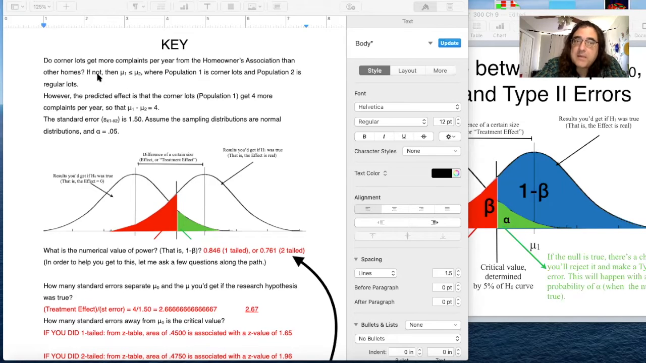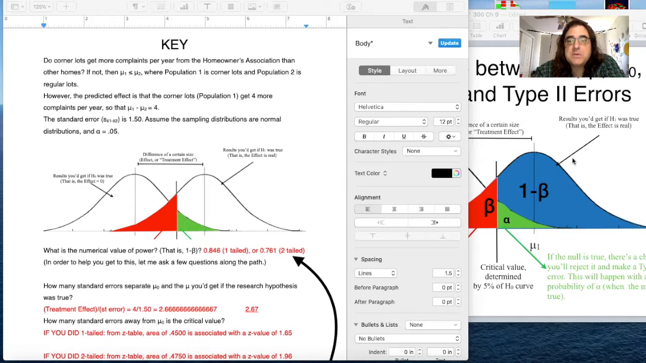Now to the null hypothesis. If the corner lots and the regular lots get the same number of complaints, then the null hypothesis is true, but also covering every possibility in favor of non-corner lots having more is covered under the null hypothesis. So that's where we get our two distributions here.